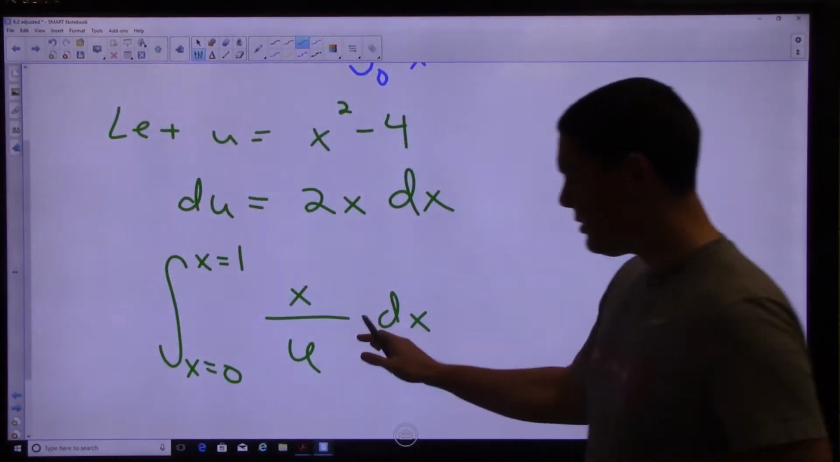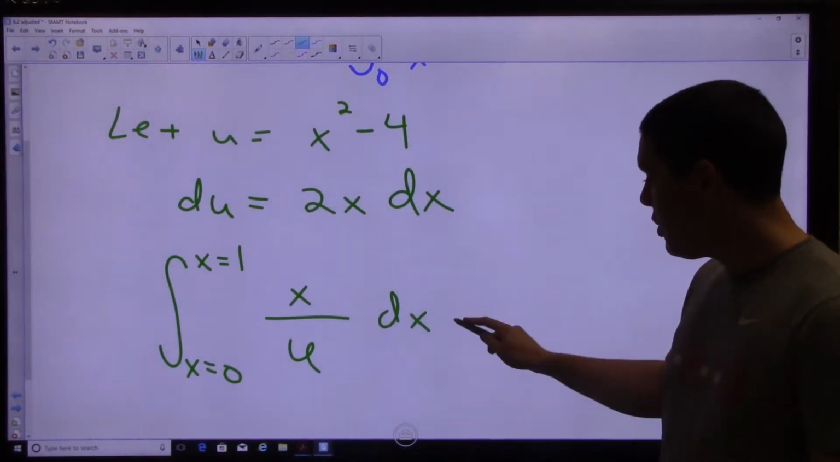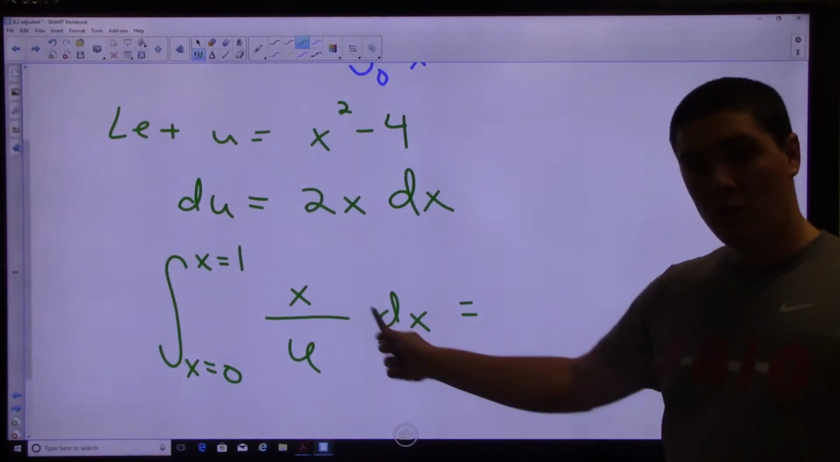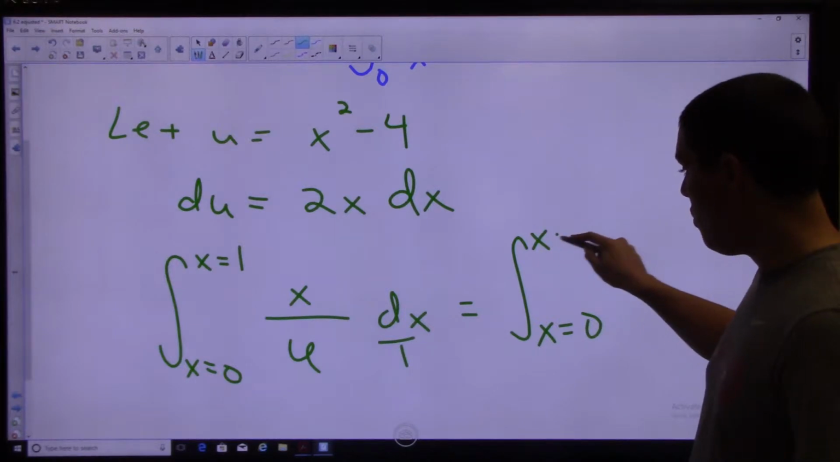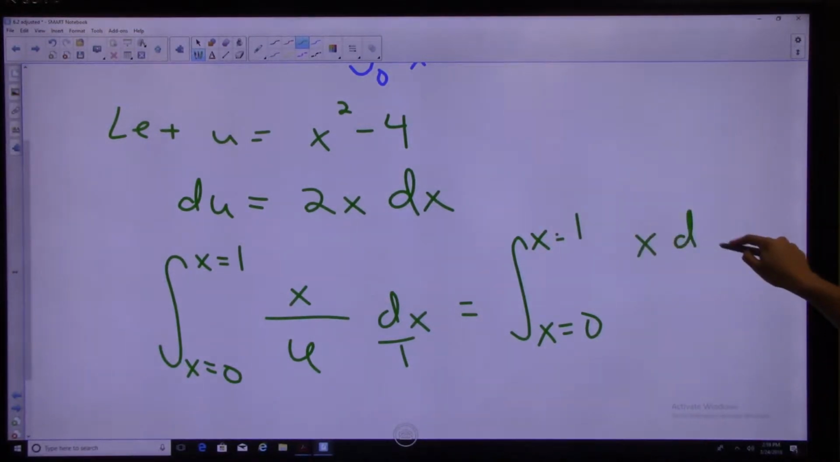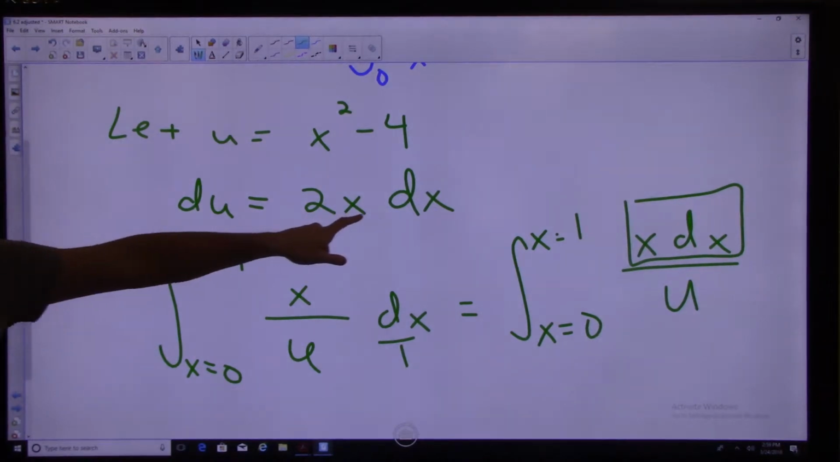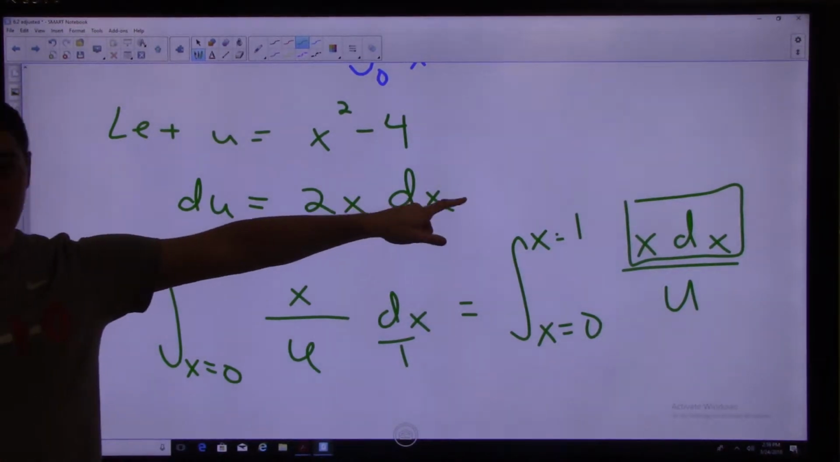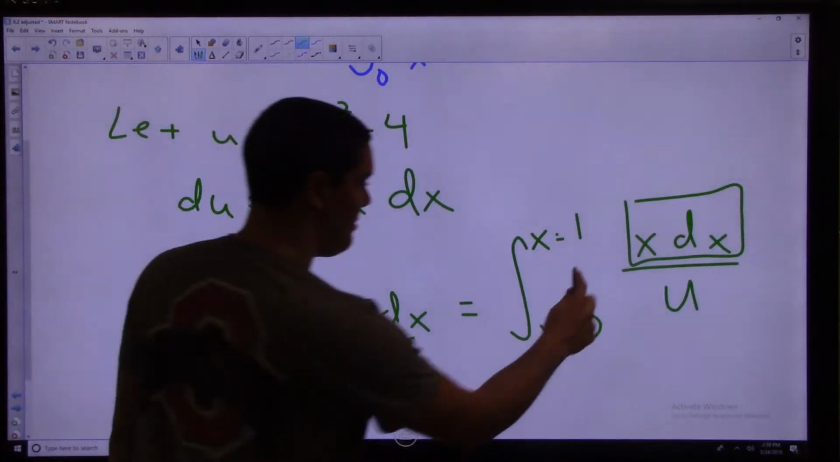Okay, now before I do anything else, I just want to make sure you guys are aware of this. I know the dx is over here off to the side, but isn't this over 1? So if we wanted to multiply those, you multiply straight across. So this is going to be the integral from x equals 0 to x equals 1 of x dx over u. Okay? Now guys, here's what I want you to focus on. This right here, x times dx, isn't that very similar to this, 2 times x dx? Okay?